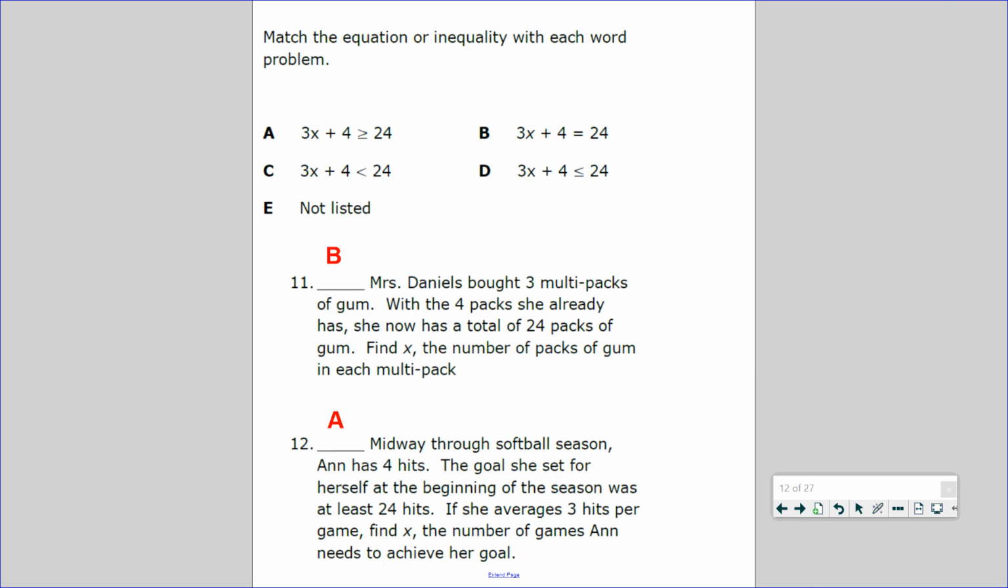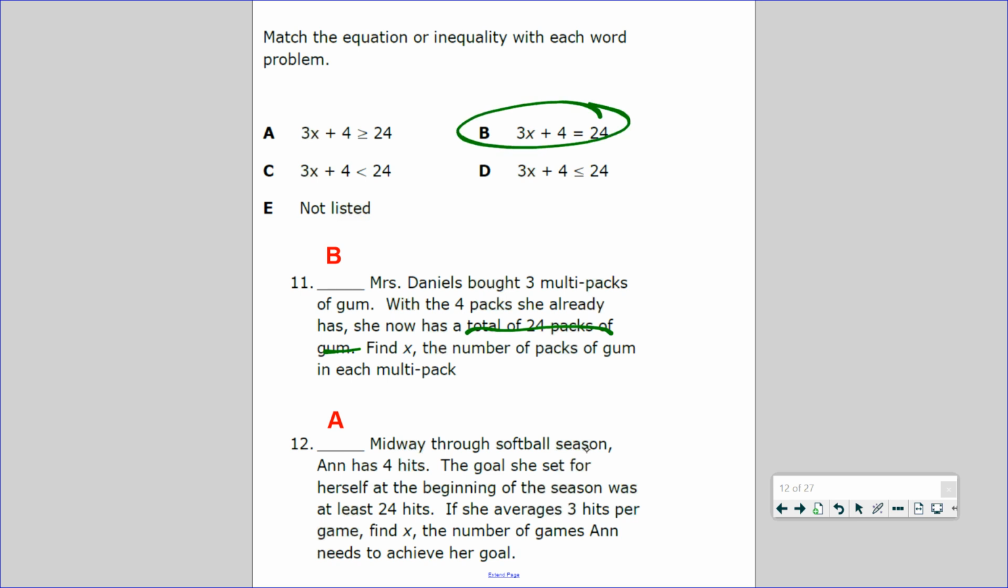All right, next one. Read each story, match it with one of these inequalities. Mrs. Daniel bought 3 multi-packs of gum. With the 4 packs she now has a total of 24 packs of gum. Find the equation. So she has a total. Well, it has to be equal to 24, so B is the only one that makes sense.